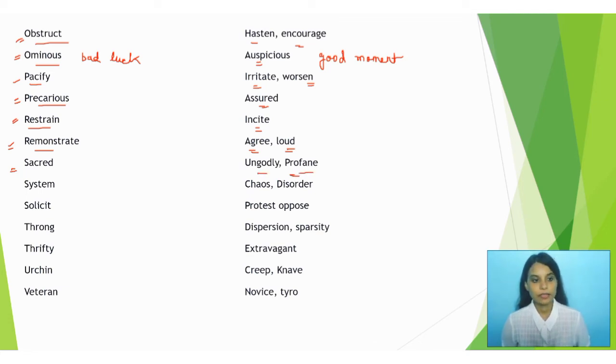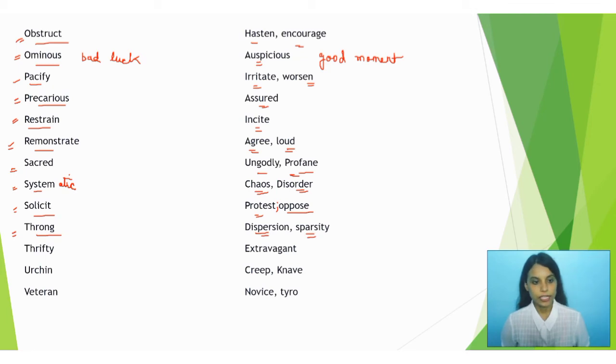Okay. The next word is system. The opposite word is chaos or disorder. So here system is systematic actually. Next word is solicit, the opposite of which is protest or to oppose. Next is throng, the opposite of which is dispersion or sparsity.